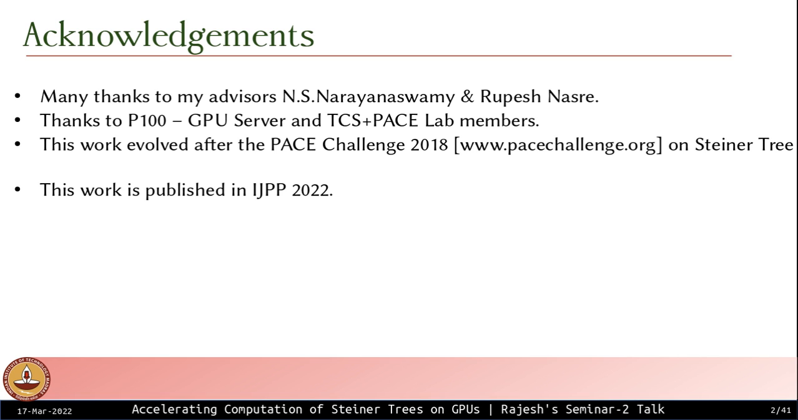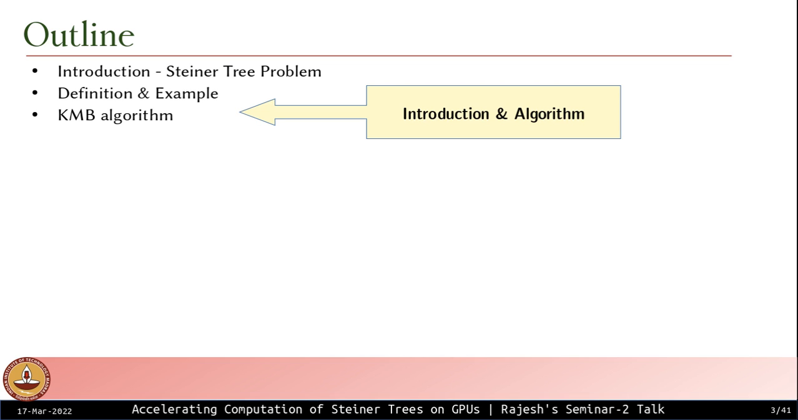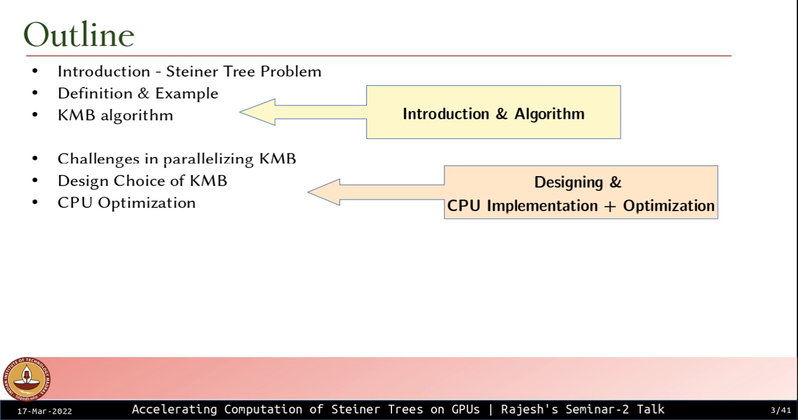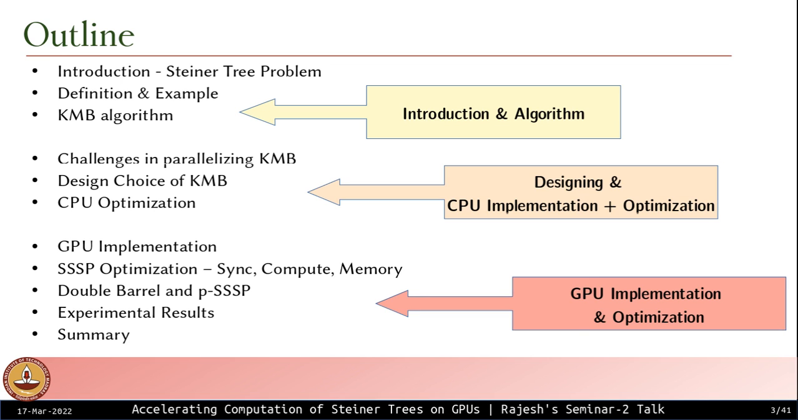Okay, let's get started with the outline. So the talk is categorized into three parts. The first part will be the introduction, the example and the algorithm description. The second part of the talk covers the challenges and the design choices we had in parallelizing this algorithm, and the CPU implementation along with the optimization. The third part covers how we implemented this on GPU along with the optimization for the shortest path computation, and also the overall optimization for this algorithm. Finally, we'll conclude with the experimental results and the summary.